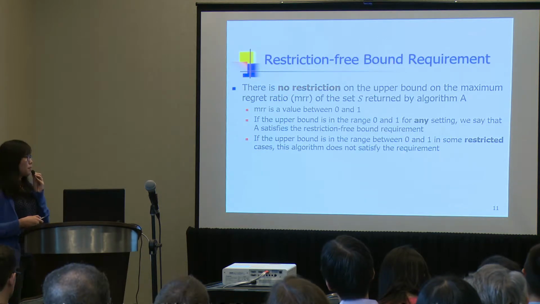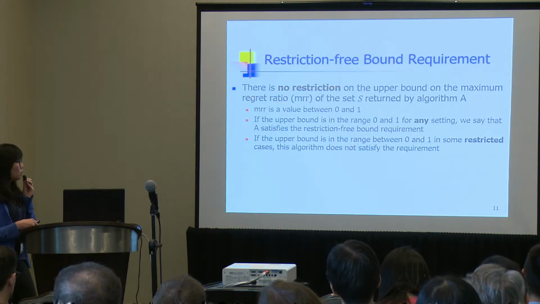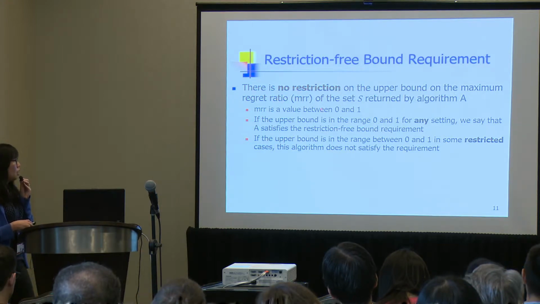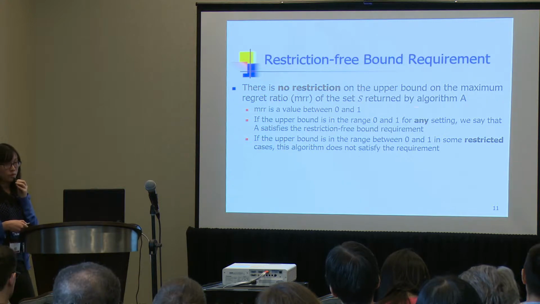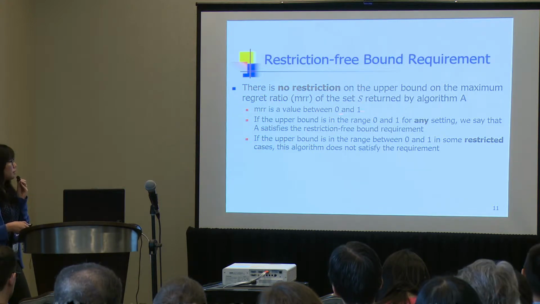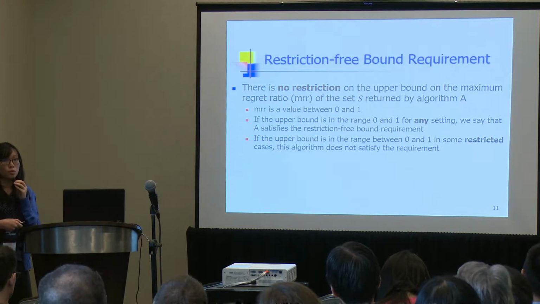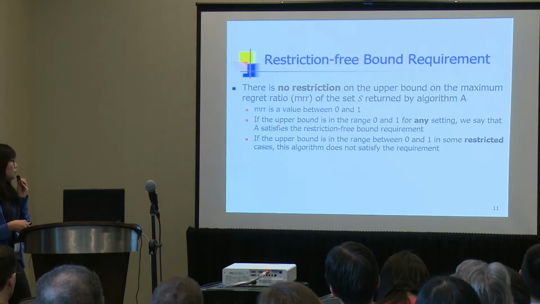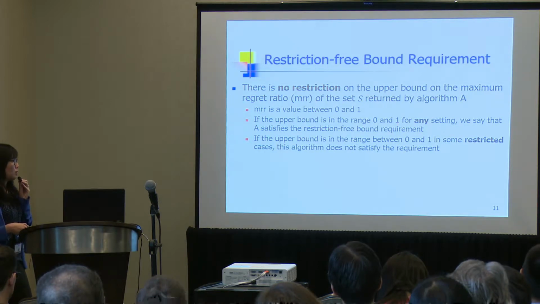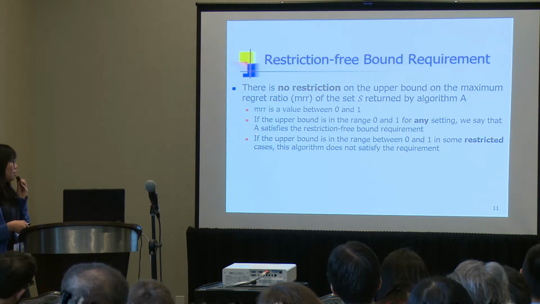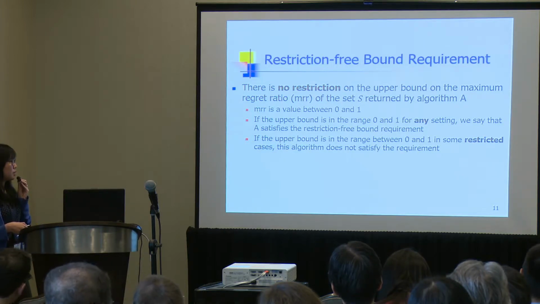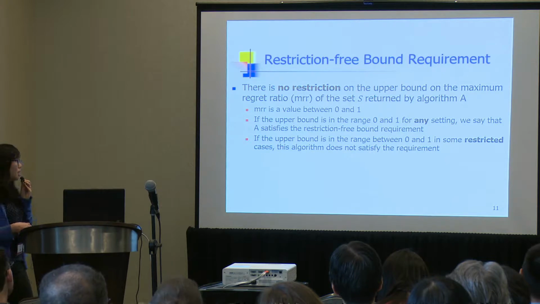Simply, it just means that there is no restriction on the upper bound on the maximum regret ratio of the set returned by the algorithm. Note that the maximum regret ratio itself is a value between 0 and 1. So if the upper bound is in the range between 0 and 1 for any setting, we say that the algorithm A satisfies this restriction-free bound requirement.